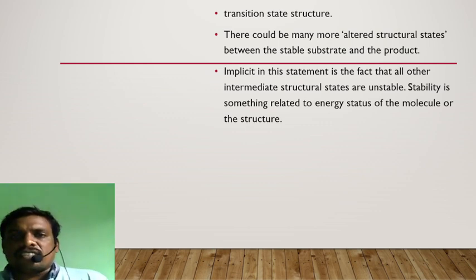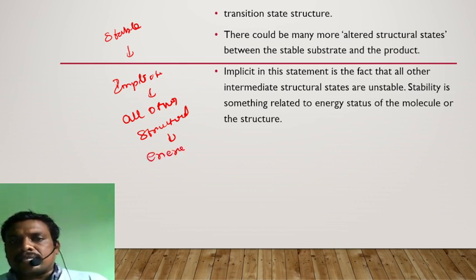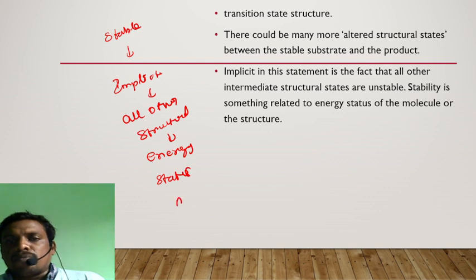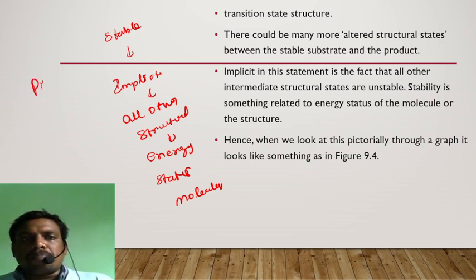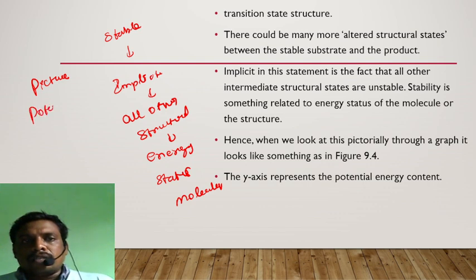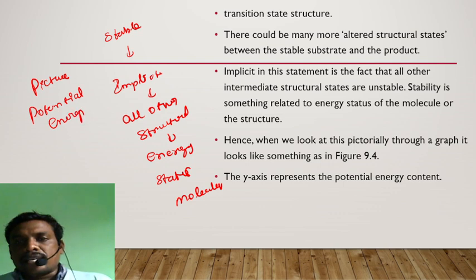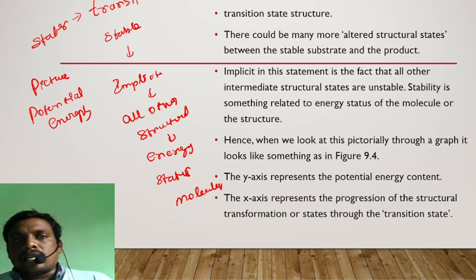There could be many more altered structural states between the stable substrate and the product. This implies that all other structural states, whatever there are, are unstable. Stability is nothing but it is related to the energy status of the molecule. Now, when we look at the picture, I will show you the graph here, and the y-axis represents potential energy. The x-axis represents the progression of the structural transformation of the substrate through the transition state. What is that? Transition state.